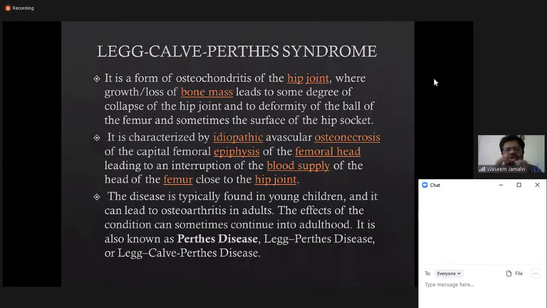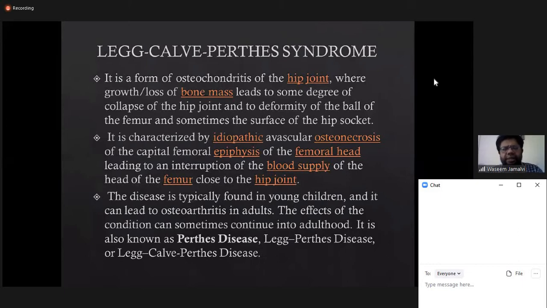Basically, there is a ball and socket movement in the hip. The socket is the acetabulum, and the ball is from the femur. The femur is like this, and there is movement of internal rotation and external rotation. There is an epiphysis in the neck of the femur. Above the epiphysis, there is necrosis. I will tell you in the next slide.